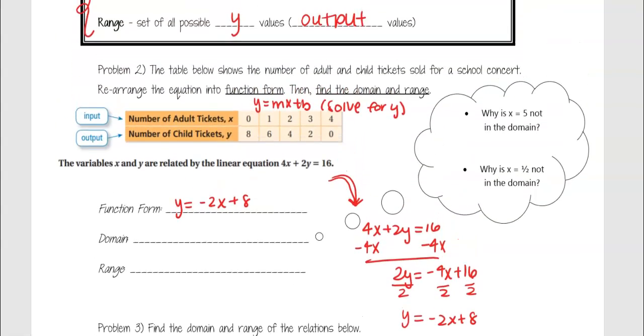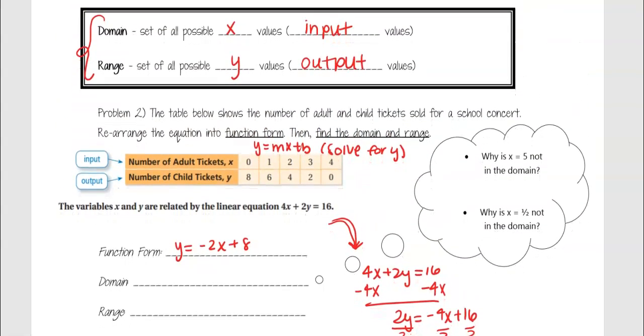My domain. Let's go back up for vocab. The domain is the set of all possible x values. What we're doing is literally listing our x values. Here's our x values in the table. We use our curly brackets when we list something in mathematics. I can't just have random numbers here. And I'm going to say my x values are 0, 1, 2, 3, and 4 in curly brackets. My range is the set of all possible y values, curly brackets when we list something. And we're going to list this from least to greatest. 0, 2, 4, 6, 8 is my range in curly brackets.